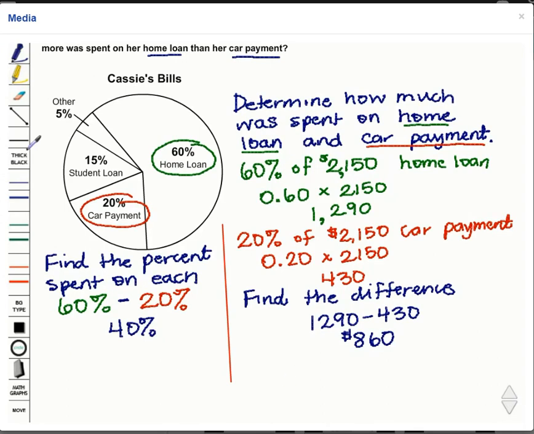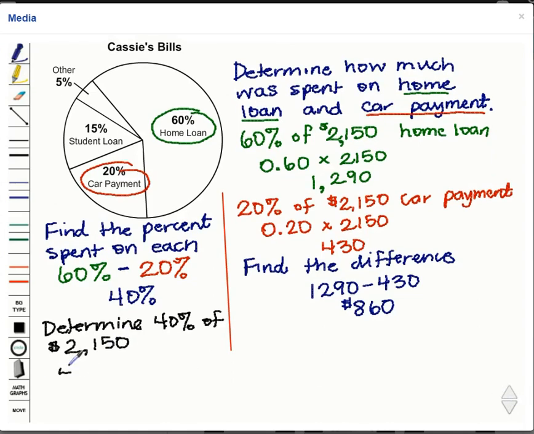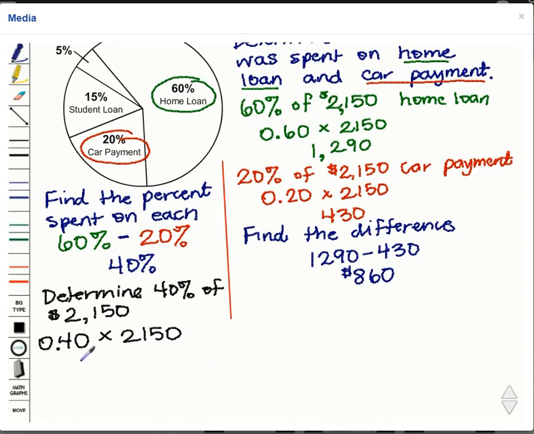From here, we can determine 40% of the total amount she spent, $2,150, and in order to do that, we'll multiply 40% as a decimal by 2,150. 40% of 2,150 is 860.